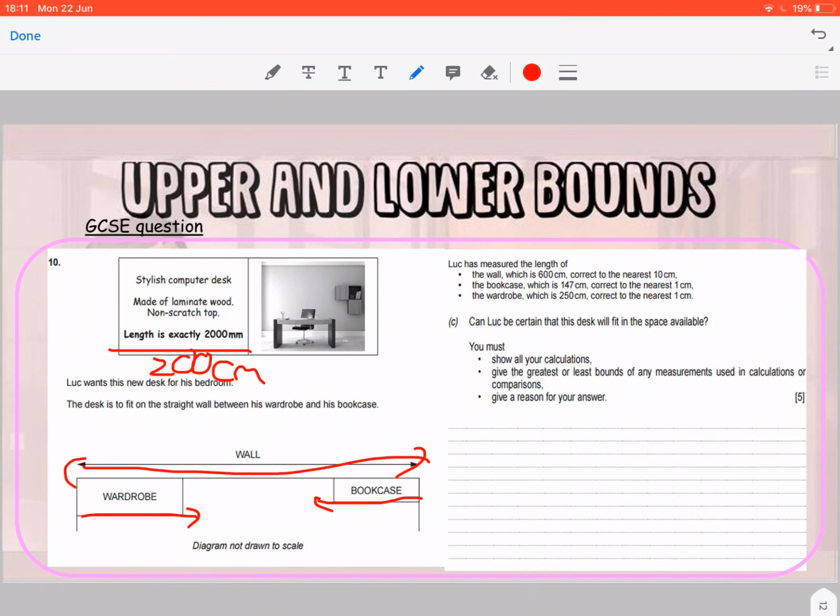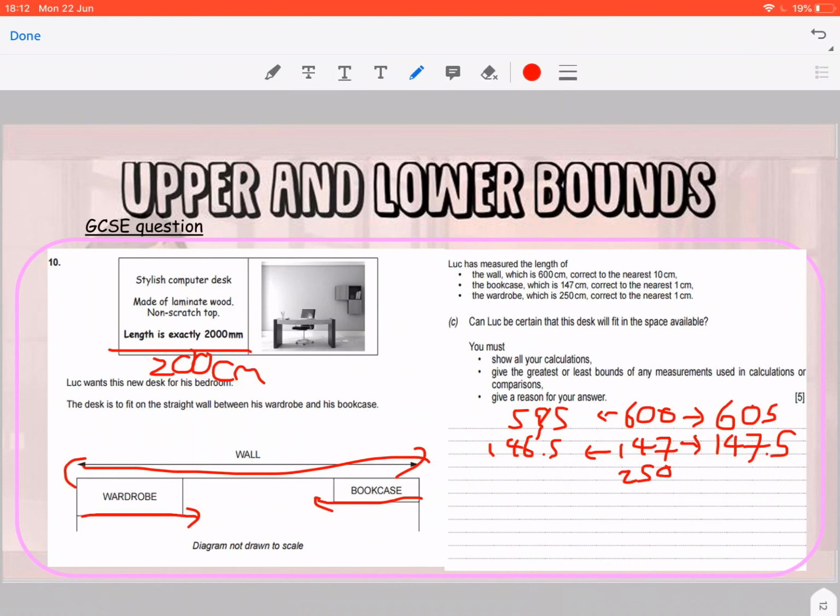So if I'm looking at my upper and lower bounds, I got 600. The lower bound and upper bound for 600 rounded to the nearest 10, so I got 605 and 595. My working out is going to be all over the place because of my lack of space. I got 147. That could have been 147.5 because it's 1 centimetre, or 146.5. And then I've got 250. That could have been 250.5 or 249.5. Those are my upper and lower bounds for each of my things.